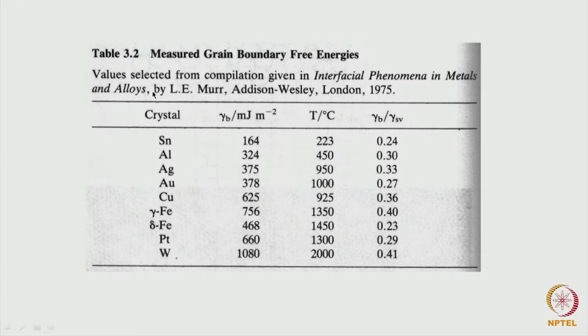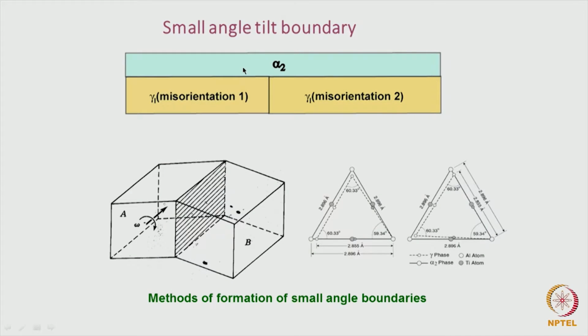This is one table which I have included, because this table gives the relationship between the grain boundary energy and the surface energy, that is between the solid and the vapor surface. Generally it is seen that this ratio of grain boundary energy to surface energy turns out to be close to around 0.3. So far we have considered a tilt boundary.